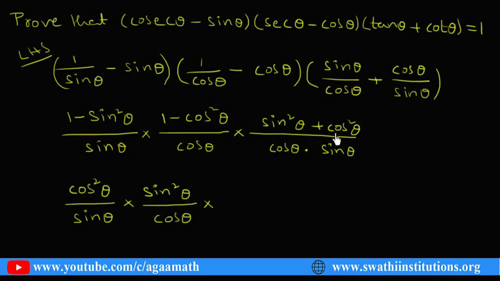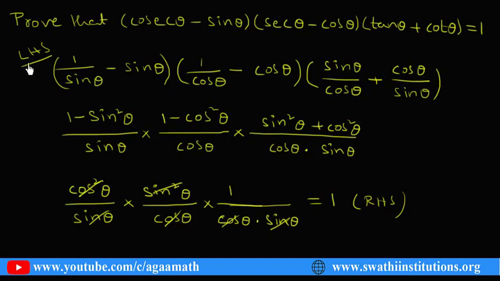Into, so both are from the identities, right? So sine square theta plus cos square theta is nothing but 1 by cos theta into sine theta. So sine theta into sine theta is sine square theta, so both get eliminated. Cos theta into cos theta is cos square theta, so cos square theta is eliminated. So that is equal to 1. So we got RHS. So here LHS is equal to RHS.